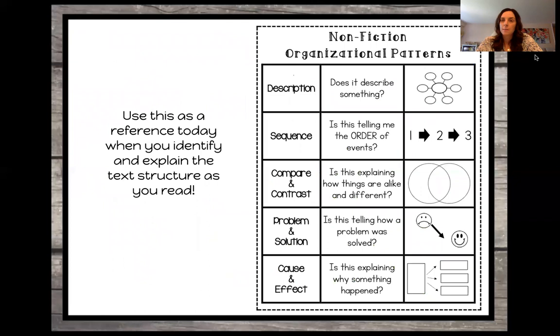All right, guys. I am also going to put this little chart in the lesson for you today, and this is a shortcut of the name of the organizational patterns in nonfiction texts. So it has the name, and then it has the question that you can ask yourself, and then it has a little picture to help you. So you can use this as a reference today when you identify and explain the text structures as you read.